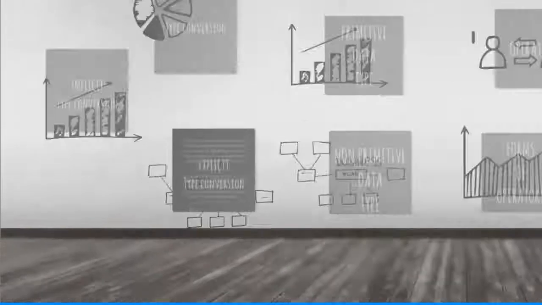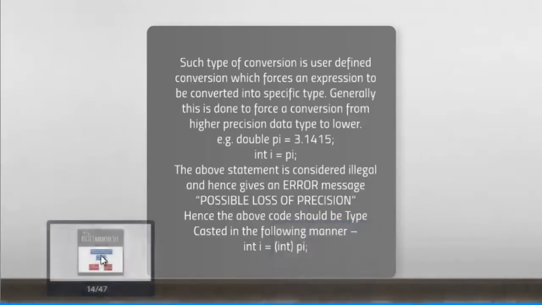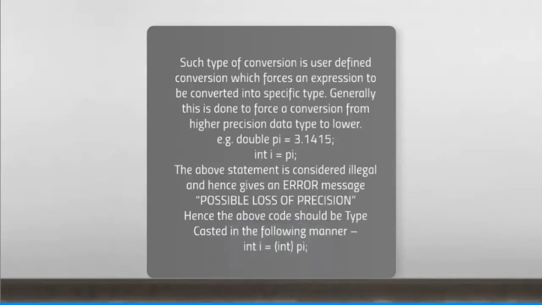The next one is explicit type conversion. Such a conversion is user-defined conversion which forces an expression to be converted into a specific type. Generally this is done by forcing a conversion from higher to lower. So it's given as pi is equal to 3.4, and I have to convert pi into int. The above statement is considered illegal because of possible loss of precision. Hence the above code should be typecast in the following manner.